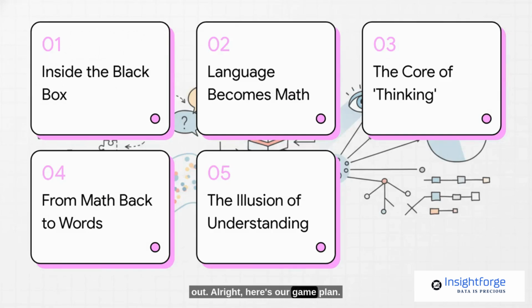All right, here's our game plan. We're going to trace a single prompt from start to finish. We'll start with the model's core architecture, then see how it translates our language into pure math. After that, we'll get into the mechanism that actually creates context, then watch how it turns all that math back into words. And finally, we'll step back and ask, what does it all really mean?